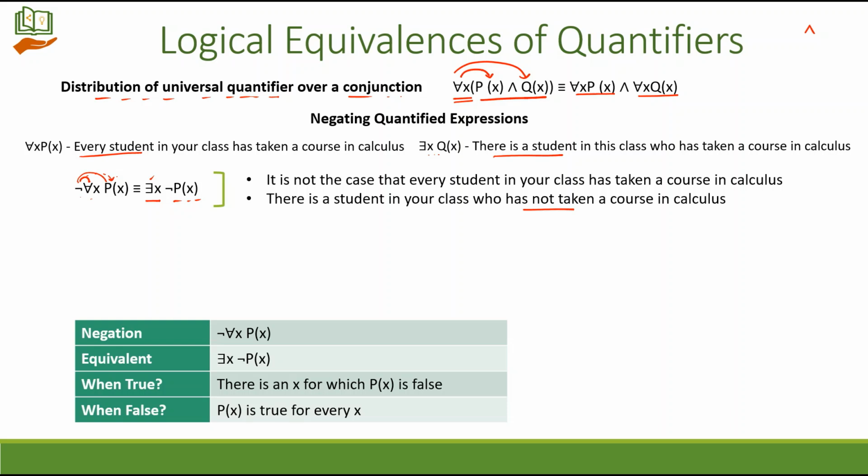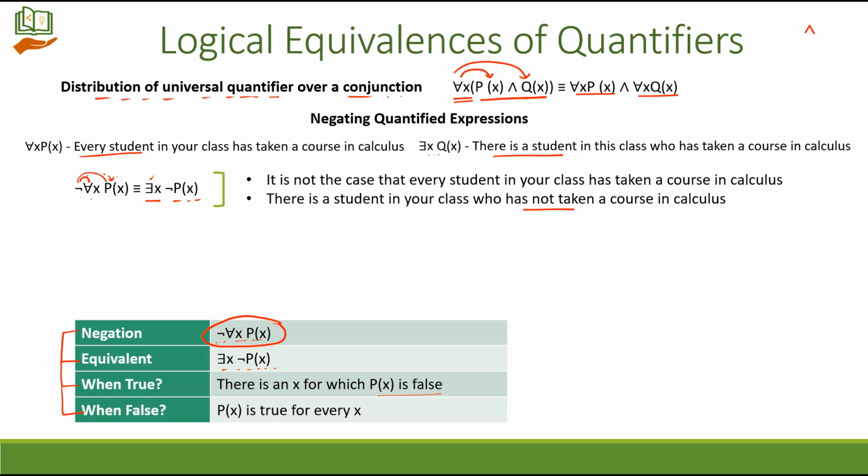When you apply negation to universal quantification, the equivalent can be taken as there is a student who has not. When it is true, there is an x for which p of x is false. When it is false, p of x is true for every x. So we are finding the meaning of the negated statement here and finding when it is true and when it is false. It is with respect to negation of for all x p of x.